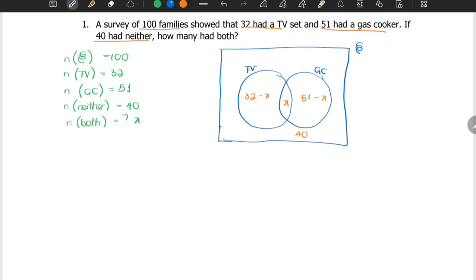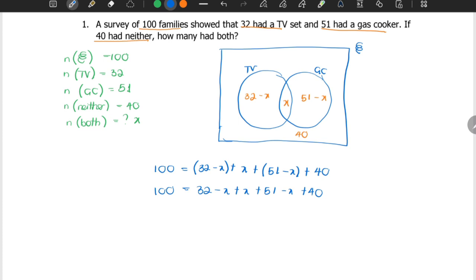So what we now do is we know that at the end of the day, we have 100 families. And this whole set is supposed to represent 100 families. So if we add people who had TV only, which is 32 minus X, plus those who had both, which is X, plus those who had gas cooker only, which is 51 minus X, plus those who had neither, which is 40, we should get 100, right? When we expand this, 100 will be equal to 32 minus X plus 51 minus X plus 40, right?